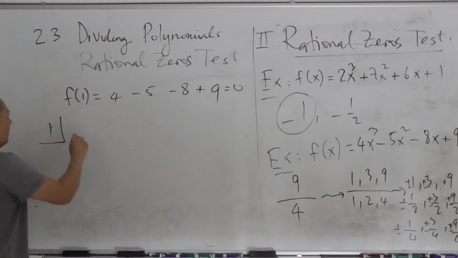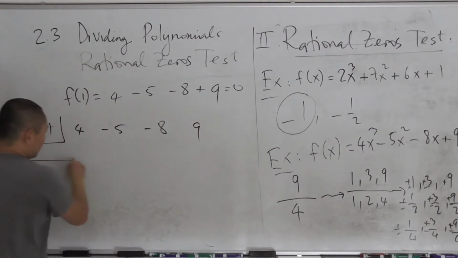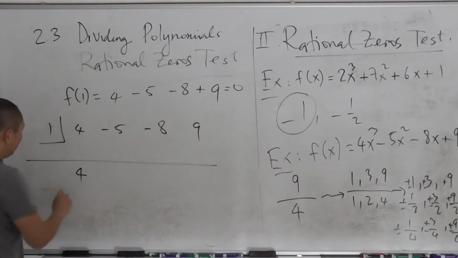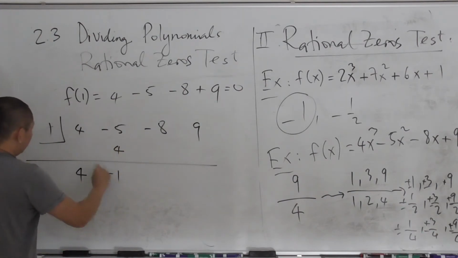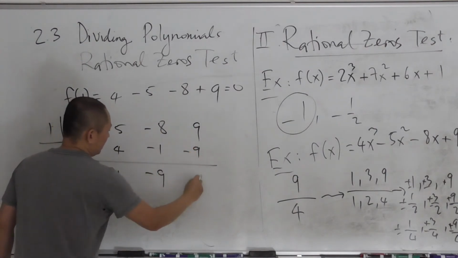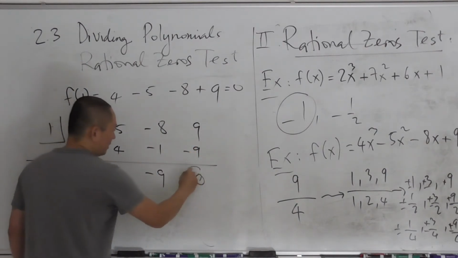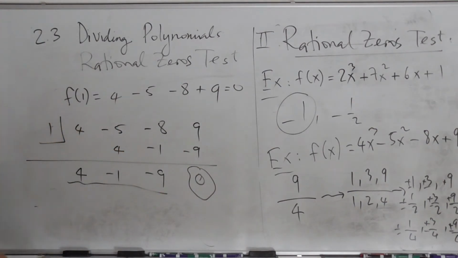x equal to 1. 4, -5, -8, 9. Drop the 4 down. 4 times 1 is 4. -5 plus 4 is -1. Times 1 is -1. -8 plus -1 is -9. Times 1 is -9. 9 plus -9 is 0. See? So remember 0. This is what you're looking for. And this is your quotient.